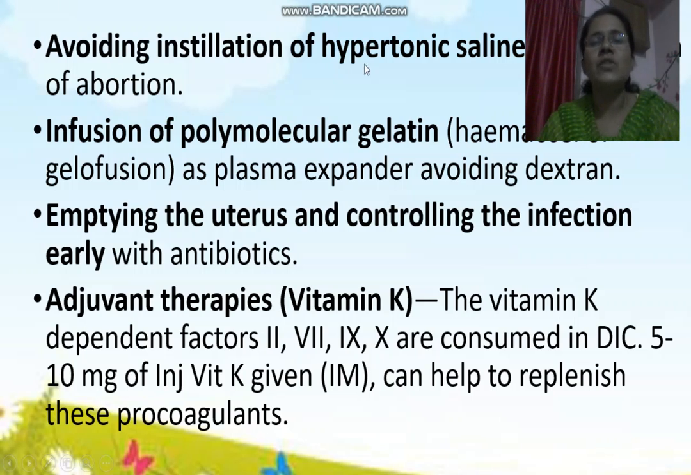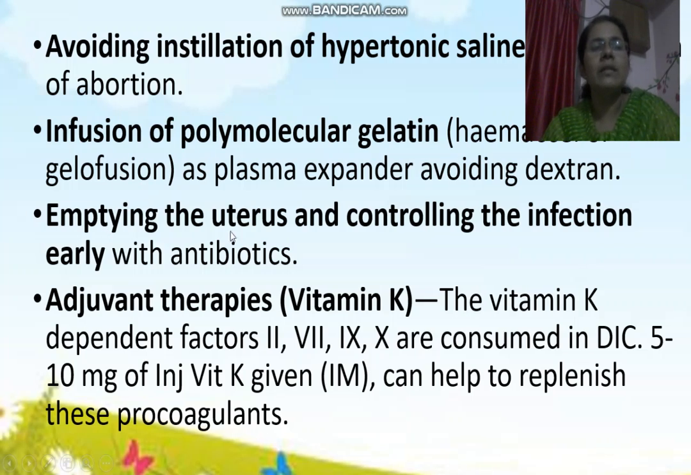Avoiding instillation of hypertonic saline. We already explained it is one of the causes of coagulation failure. So that's why we avoid instillation of hypertonic saline for induction of abortion. Then infusion of modified gelatin, that is Hemacel or Gelofusine, as plasma expander, avoiding dextran. Dextran has to be avoided, and we can provide some Hemacel or Gelofusine.